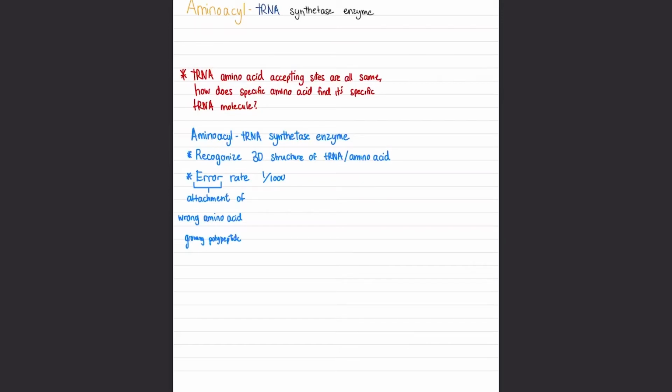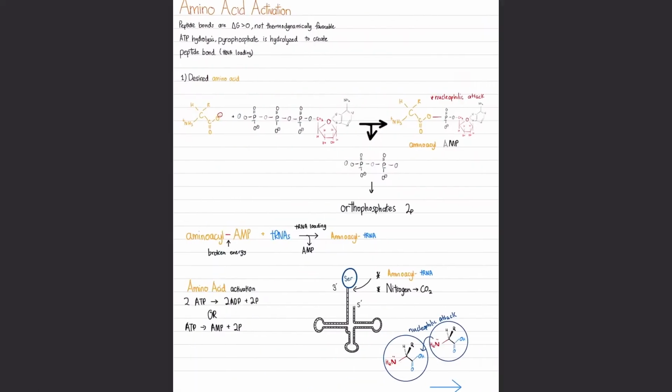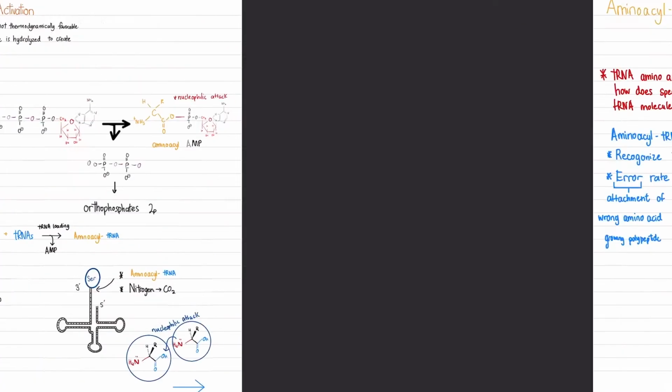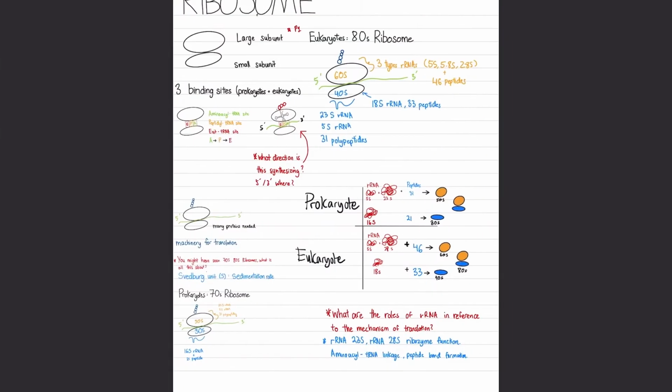The CCA nucleotide sequence, which we talked about at the 3' end, is similar for all tRNAs. So we had a question: how do these amino acids find their right tRNA? We talked about that in this video right over here. And we also talked about ribosomes, the difference between prokaryotic ribosomes and eukaryotic ribosomes.